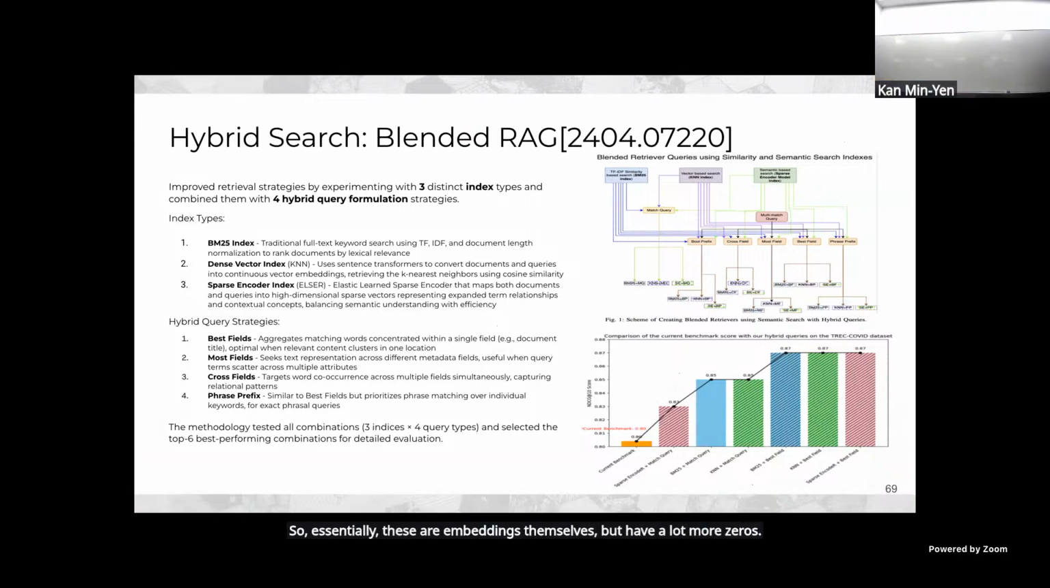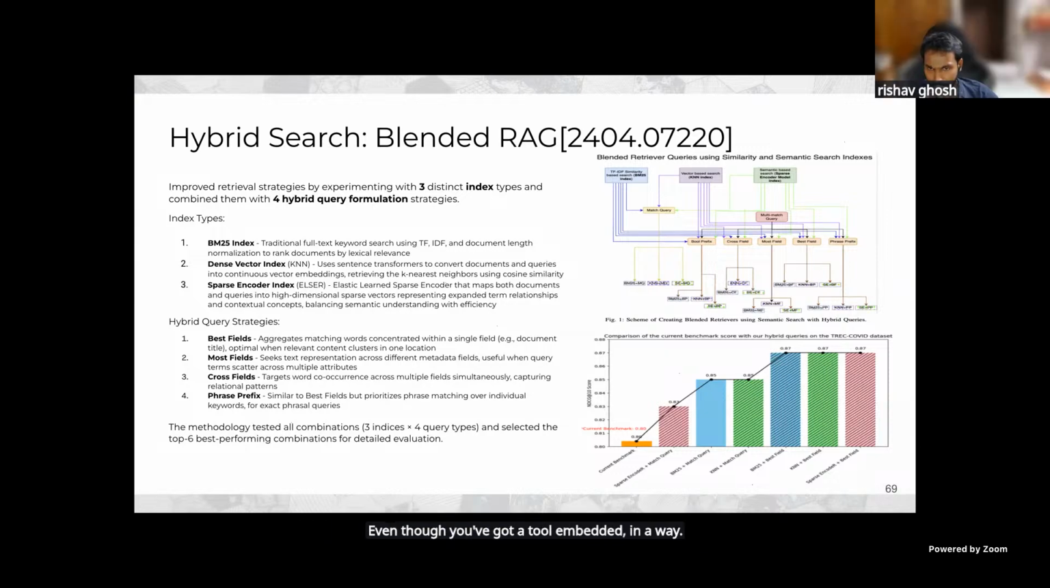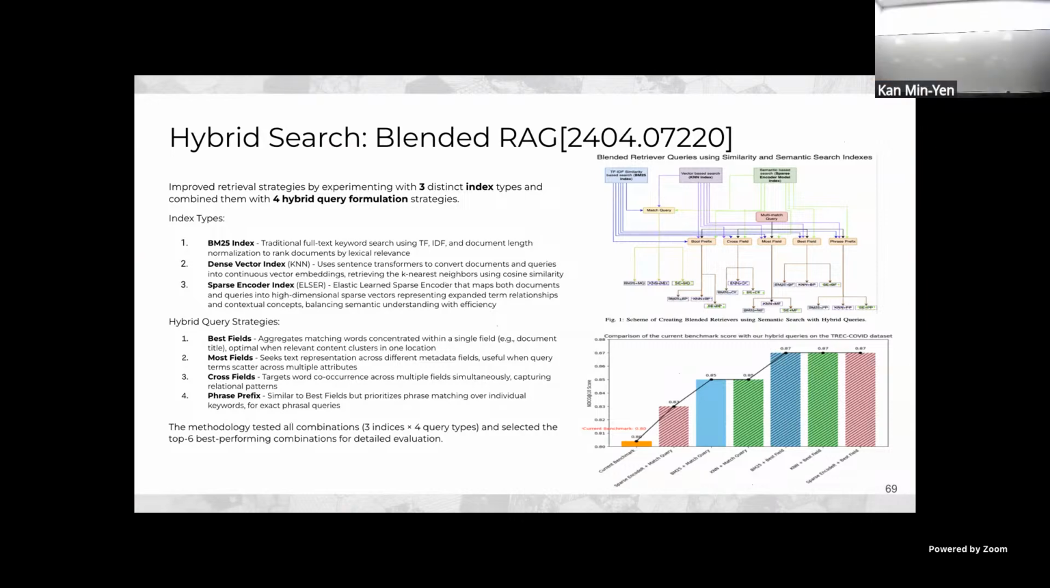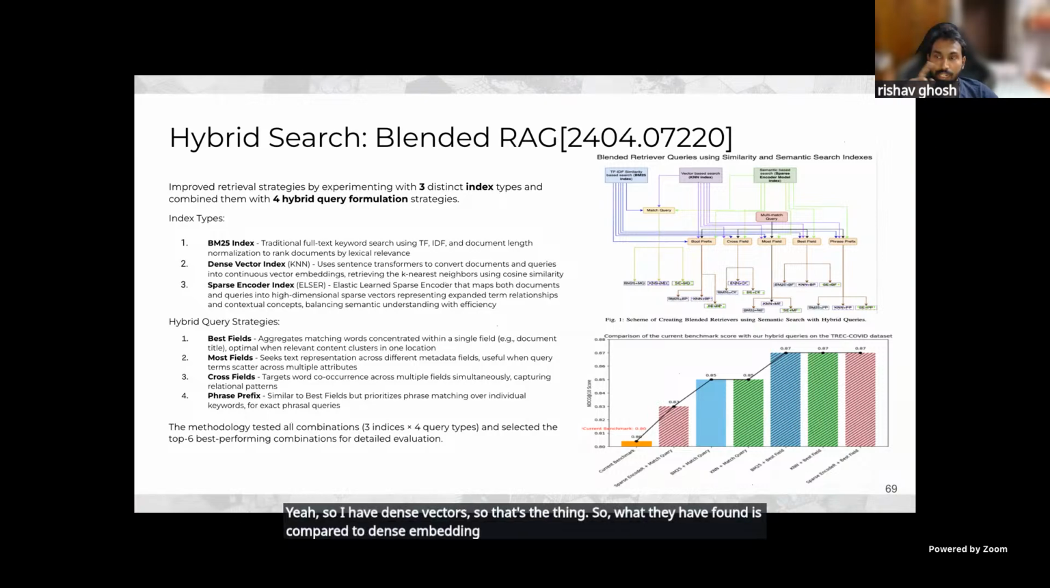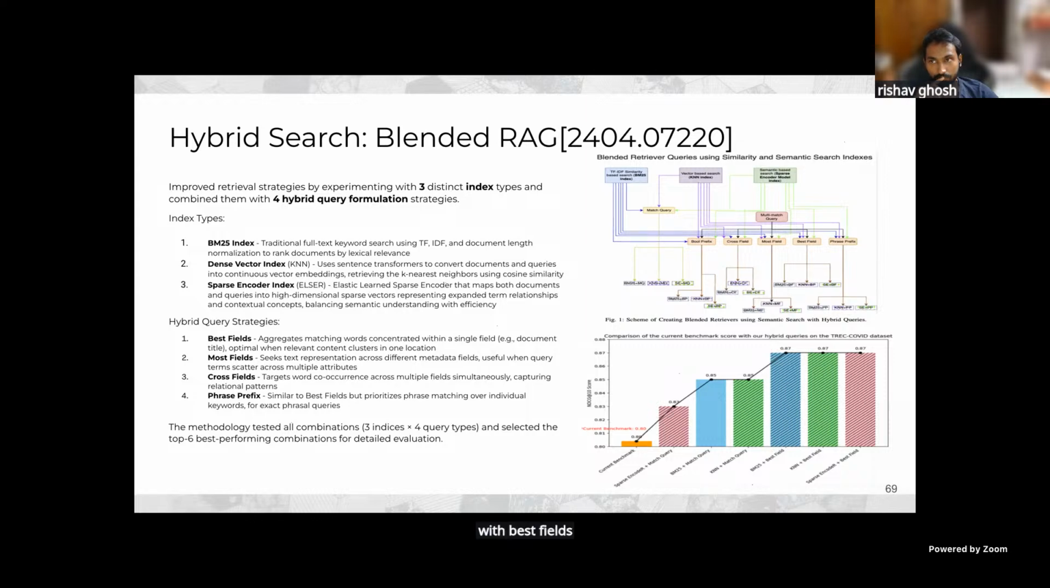Yeah, I get it. So it's much more sparse, right? But my confusion here is that you get two embeddings in a way. How do you deal with that? Because you have two now, right? Yeah, so I have dense vectors, so that's the thing. What they have found is that compared to dense embedding, sparse embeddings work better in terms of semantic matching with best fields.